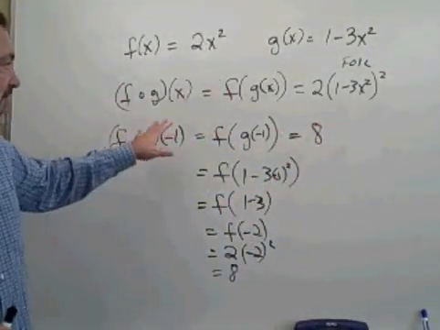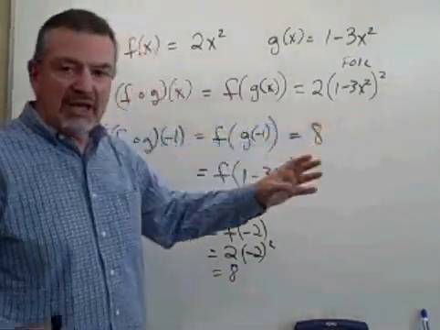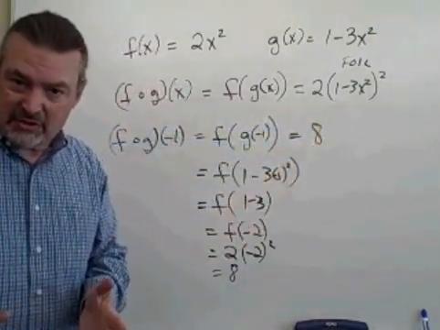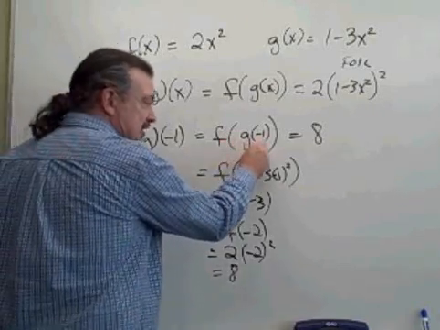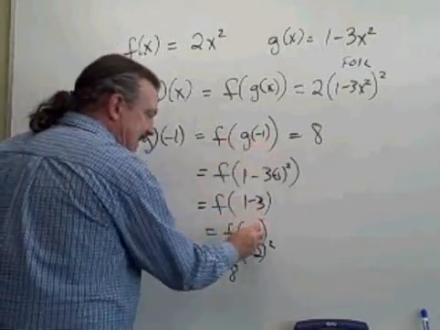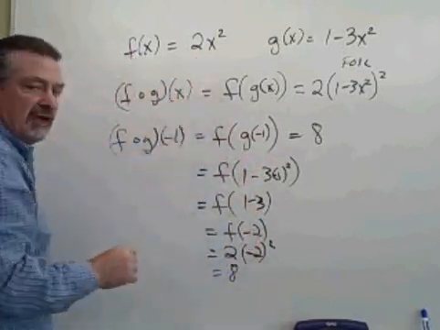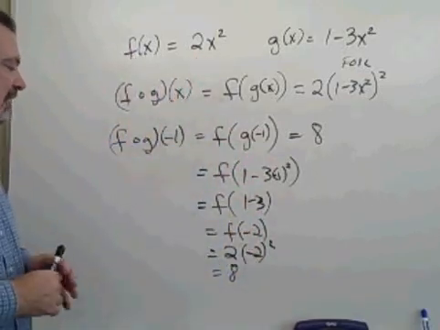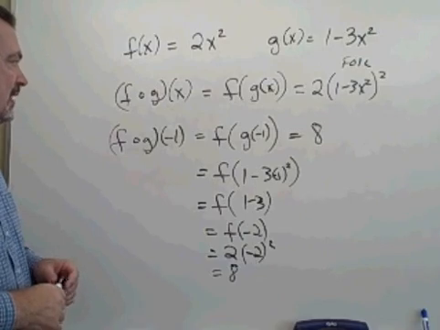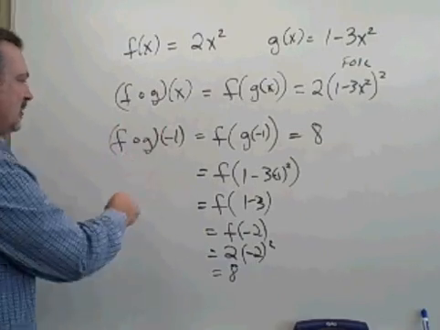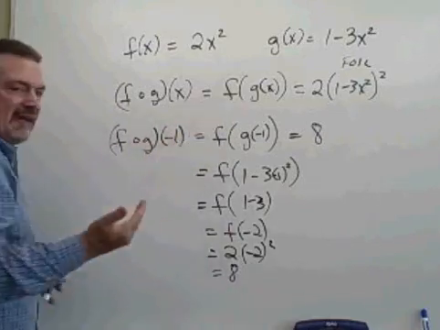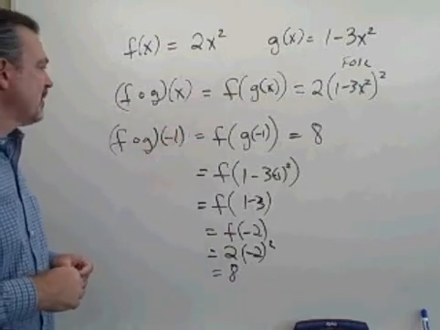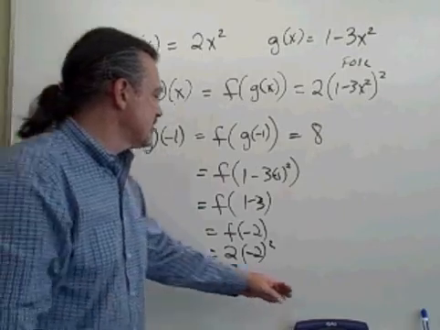And I found it not by going through the effort of forming the composition, but by simply first finding the value of g at -1 and taking that value and plugging it in for x in the function f and evaluating that. And so I was able to accomplish my goal of finding f composed with g at -1 without having to actually form the composition function. Let's try that again.